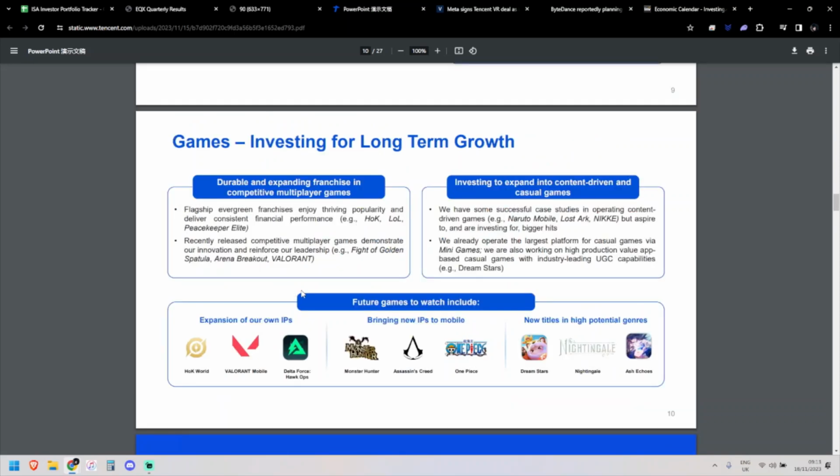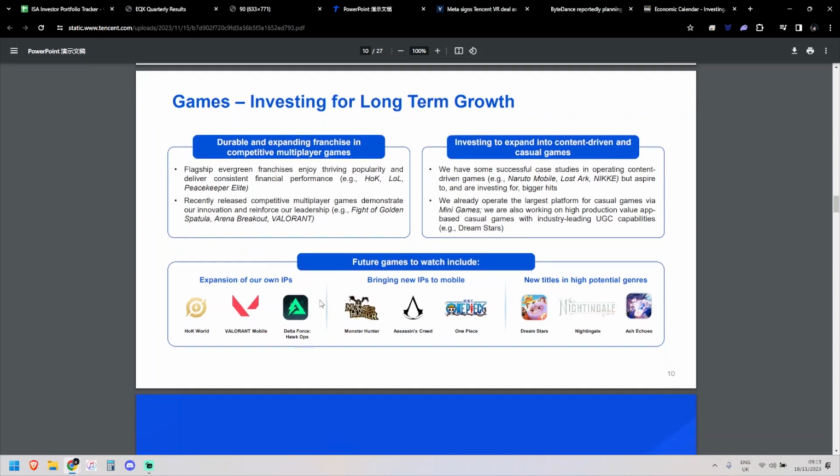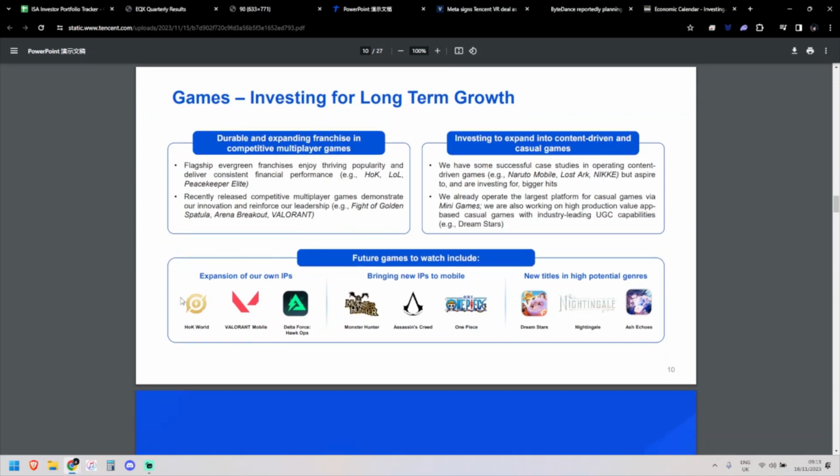Always good to see them branching out on IP as well. So they have their own side with things like Valorant and Honor of Kings. But yeah, new IPs coming to mobile games, Monster Hunter, a Capcom game, Assassin's Creed, Ubisoft, so they do have their fingers in many pies around developers around the world. One Piece, they've got the show on Netflix, I believe.